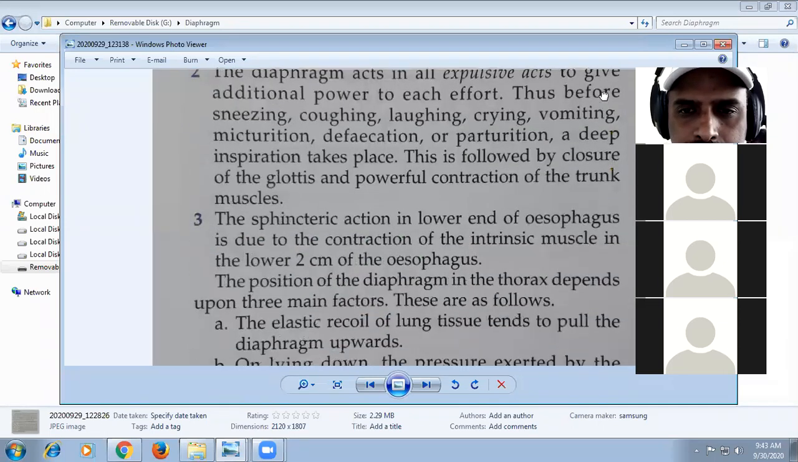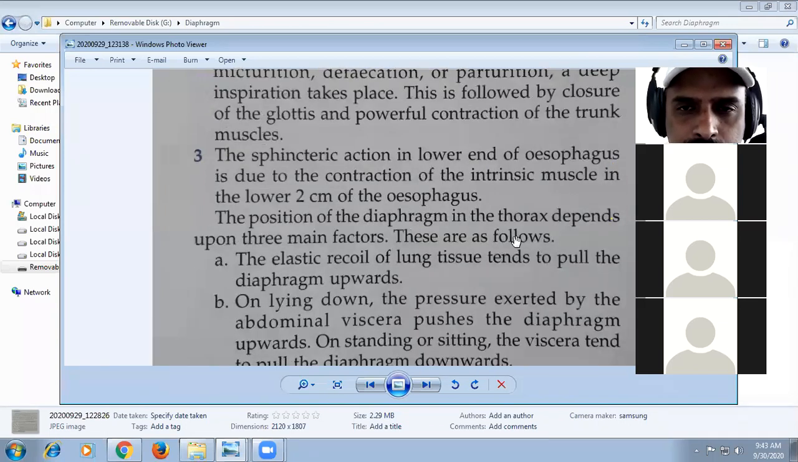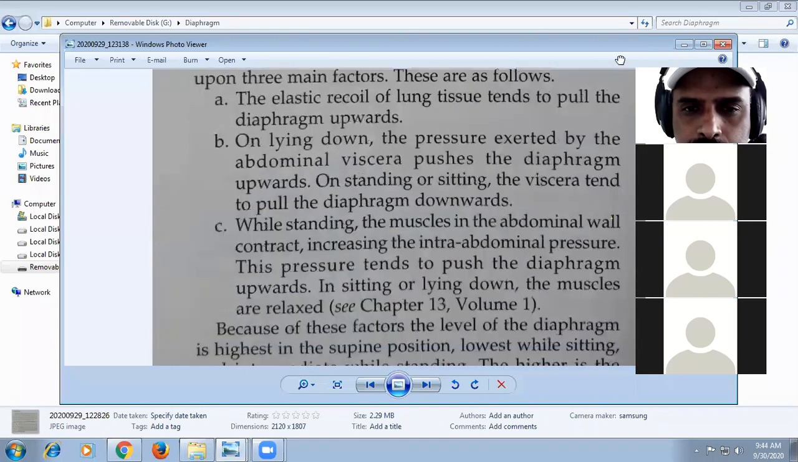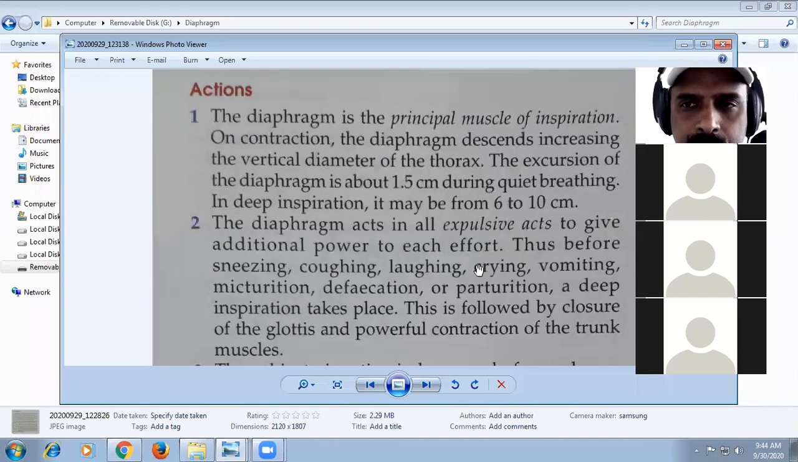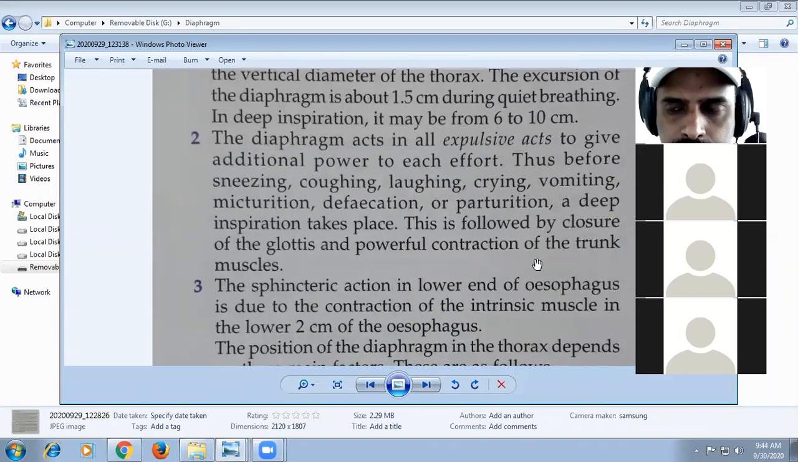Next comes the third one. The esophagus crosses the diaphragm and opens into the cardiac orifice of the stomach. When the esophagus crosses the diaphragm, there is a sphincteric action at the lower end of the esophagus, due to the contraction of the intrinsic muscles in the lower 2 centimeters of the esophagus. This is a very important sphincteric action you have to remember. So the most important actions are three. One, the principal muscle of inspiration; then all expulsive acts; then third, the sphincteric action at the lower end of the esophagus. These are the three actions relating to the diaphragm.